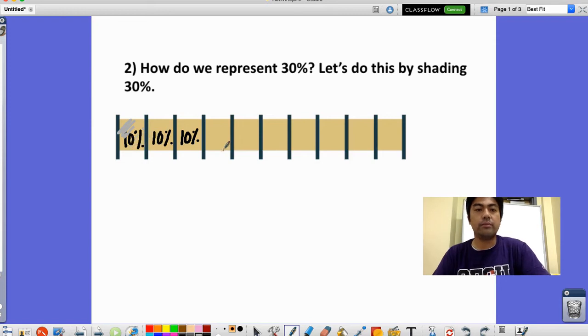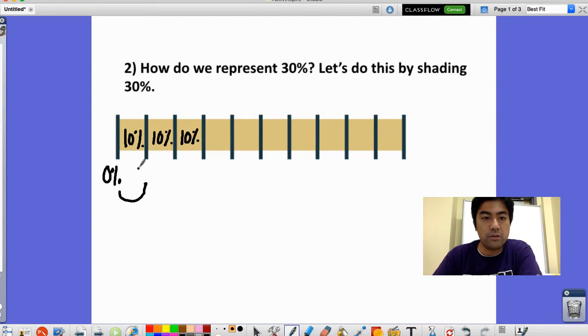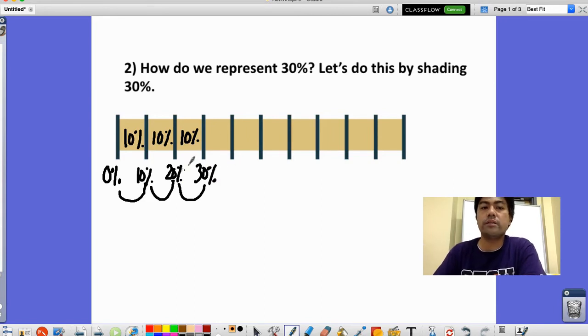Now, another way to think about this is to think about this line right here being 0%. If you go this far, you'll have reached 10%. If you go this far, you'll have made it to 20%. And if you go this far, you'll have made it to 30%. So those are two ways to think of 30%. Think of the 10% pieces here, that's one way. Or if you start from 0 and keep on moving, that is another way to think of 30%.